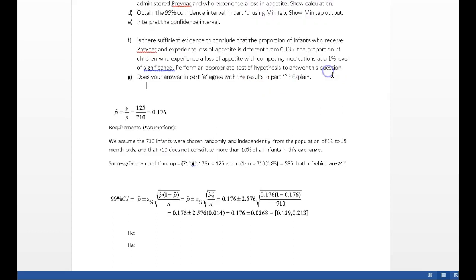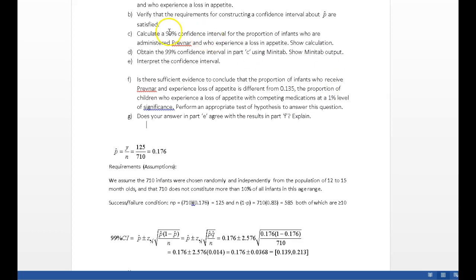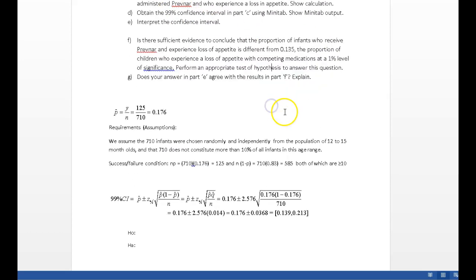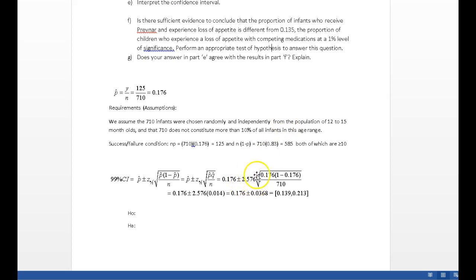Now, what do we want? Let's scroll back up here. We wanted a 99% level of confidence. The z-score that corresponds to that is 2.576. It will always be 2.576. And we plug in our p hat, 1 minus p hat, over our sample size, take the square root of that mess and multiply it by this. We end up with this, which if I take 0.176 plus and minus, this is the interval I get.